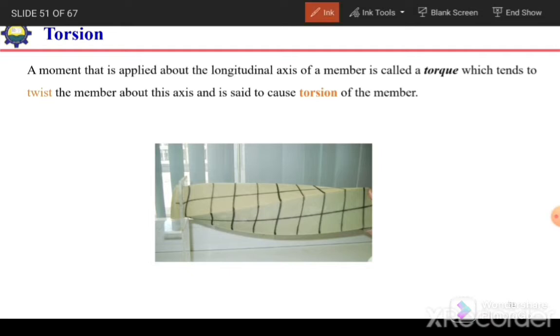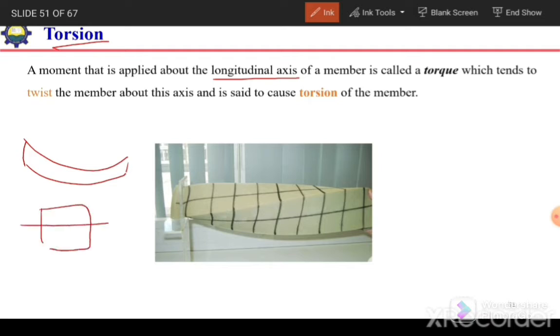Okay, the next concept is torsion, a moment that is applied about the longitudinal axis. In case of bending, we apply the moment about the transverse axis, about this horizontal axis, which is, we can say, y. So if this is x, this is y and z.